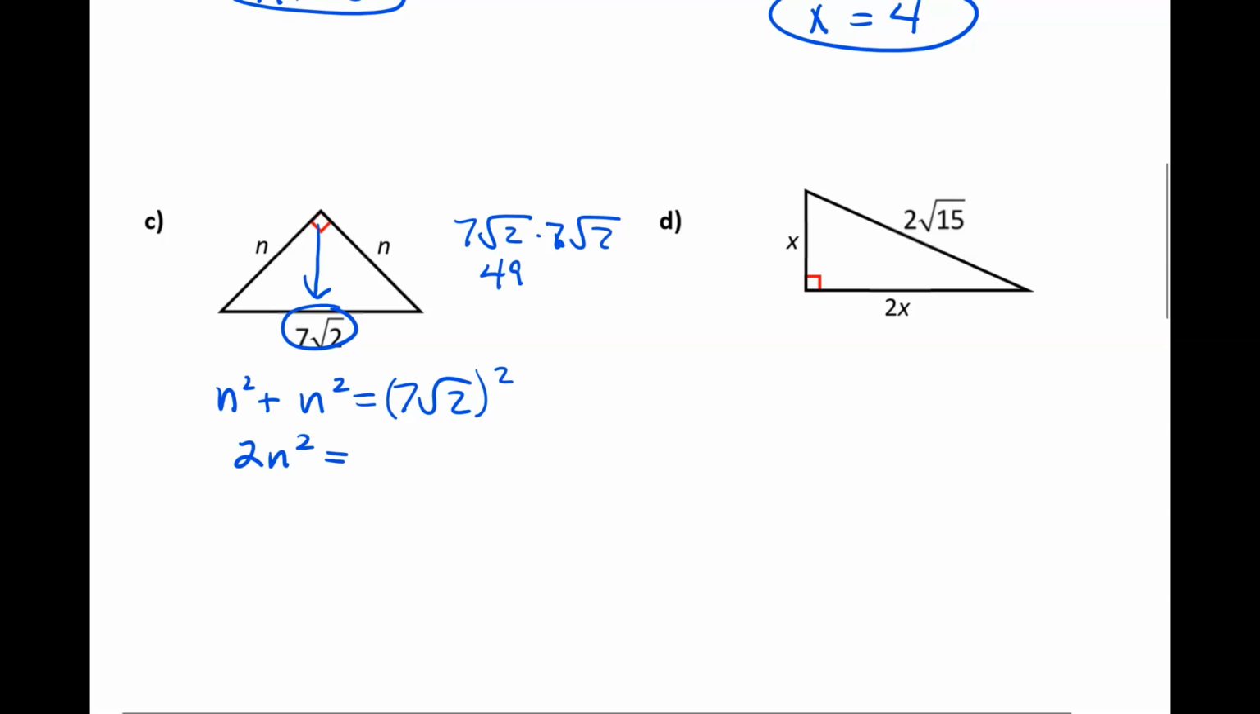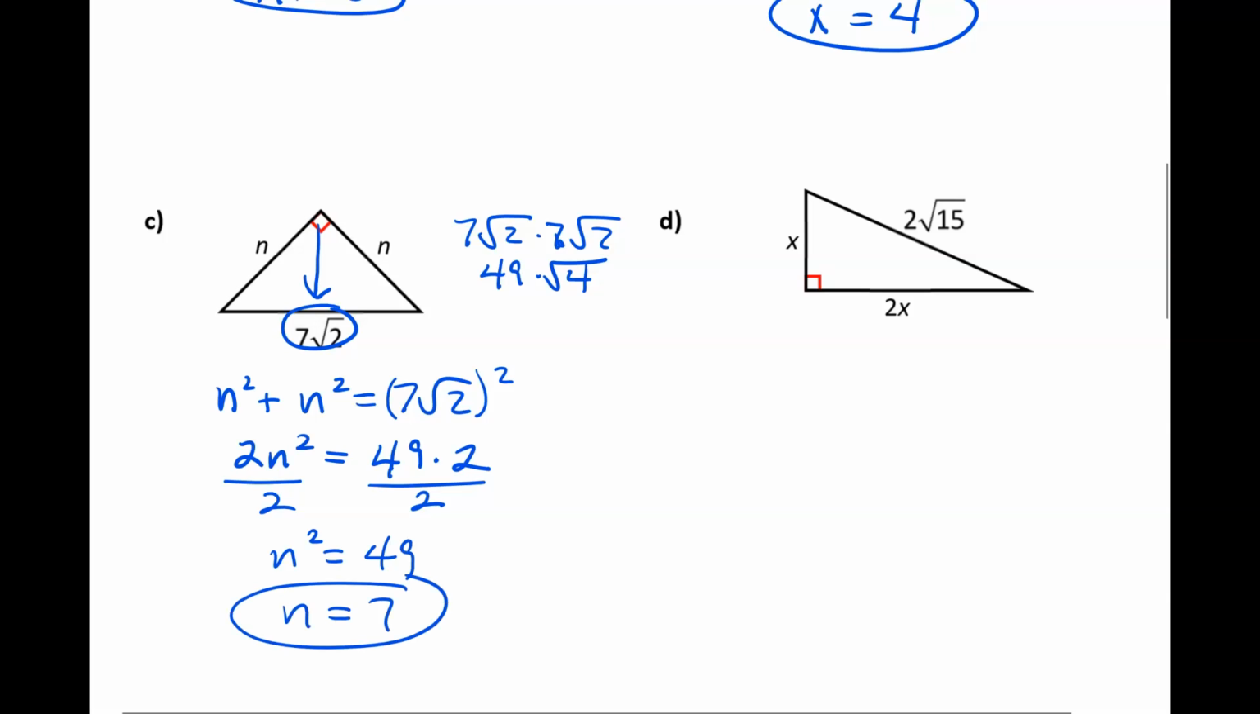7 times 7 is 49. Square root of 2 times square root of 2 is square root of 4. And so that's 49 times 2. I'm actually going to leave it unmultiplied, because the next thing we're going to do is divide both sides of this equation by 2 to get n squared is equal to 49. Taking a square root, n must be 7.